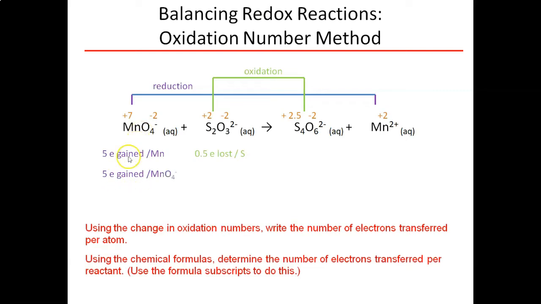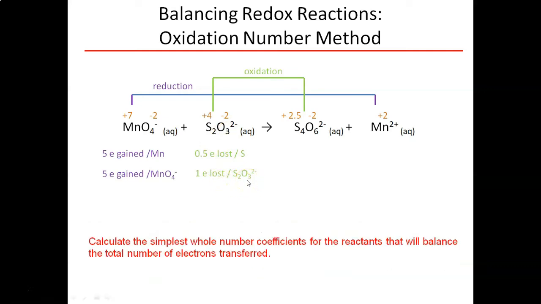Okay, and so here we'll get 5 electrons gained for each permanganate. Whereas here, because we have a subscript of 2, I'm going to multiply this by 2 because there's 2 sulfurs in S2O3 2-, and each one lost half an electron. So it's 1 electron lost for this polyatomic ion.